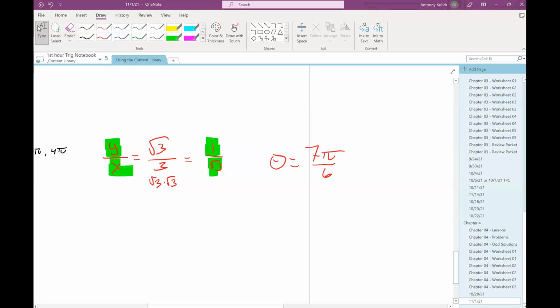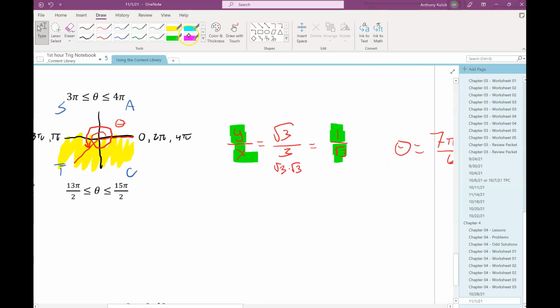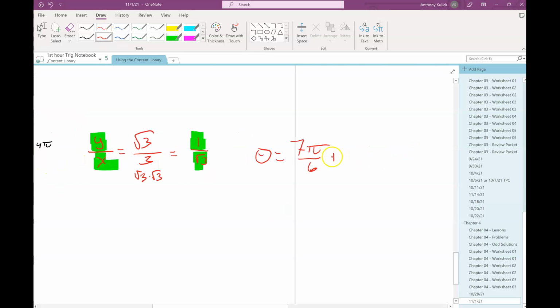So remember, when we drew our picture here, notice that we went around the unit circle 1 full time before we went to the terminal side. So that means that I'm going to have to add 1 full rotation to this answer. To do that, I'm going to make a common denominator. So I'm going to be adding 12 pi plus 7 pi to give me 19 pi. And then when we add fractions, the denominator just stays the same, and that's the final answer.